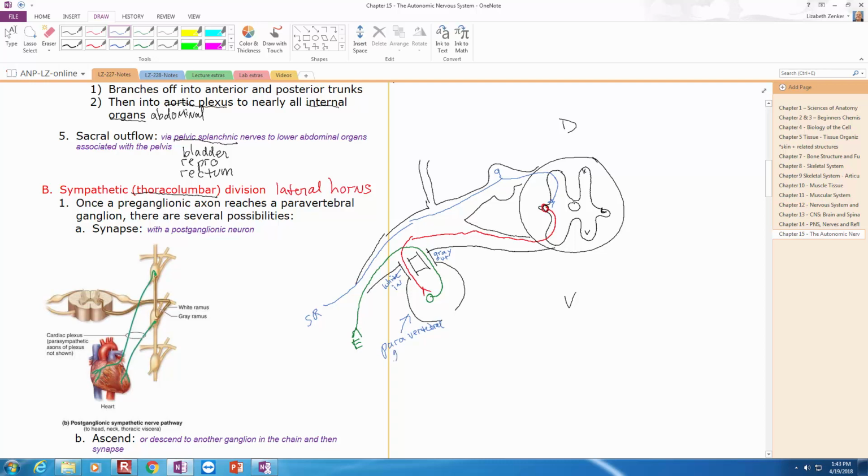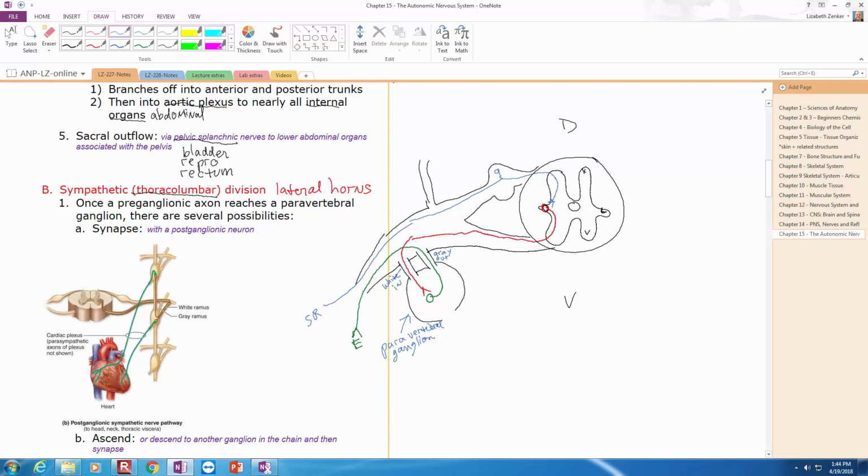Paravertebral ganglion. And para kind of means to the side, so it's not directly in front of the spinal cord, it's a little bit off to the side, okay? Then the second entrance, called the white ramus communicans, the inside, okay?